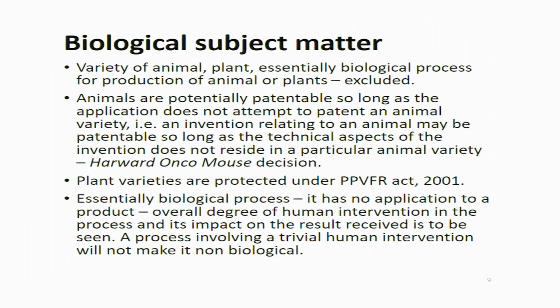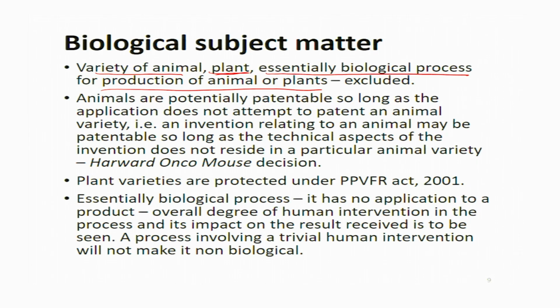The next subject matter which I will discuss is biological subject matter. Biological subject matter is excluded from patenting. What is excluded? Variety of animal is excluded, variety of plant is excluded, an essentially biological process for production of animal and plant is excluded. So there are three clear exclusions here.